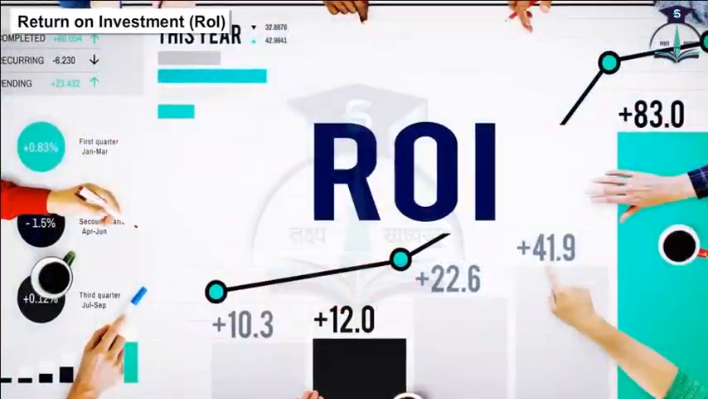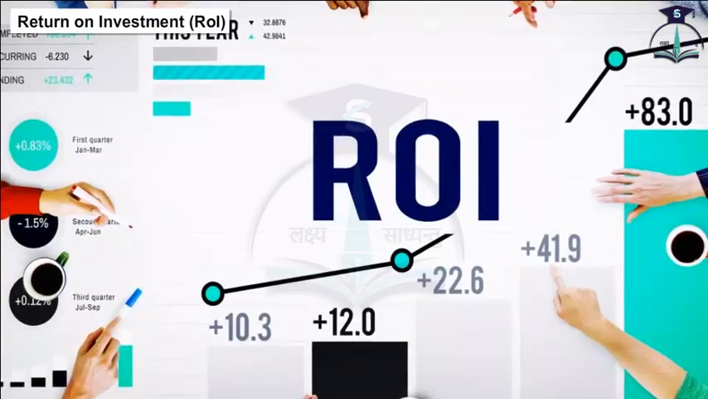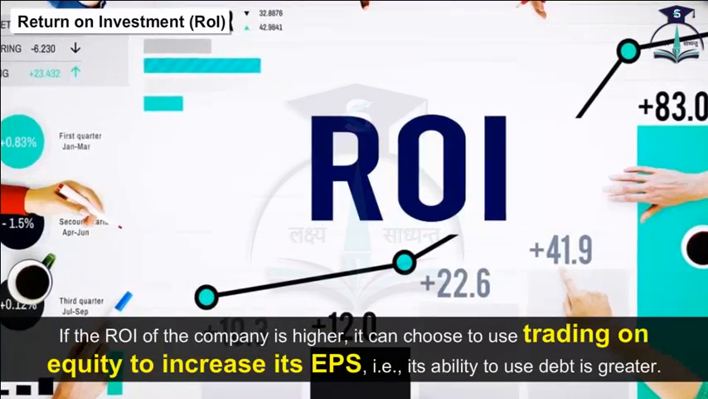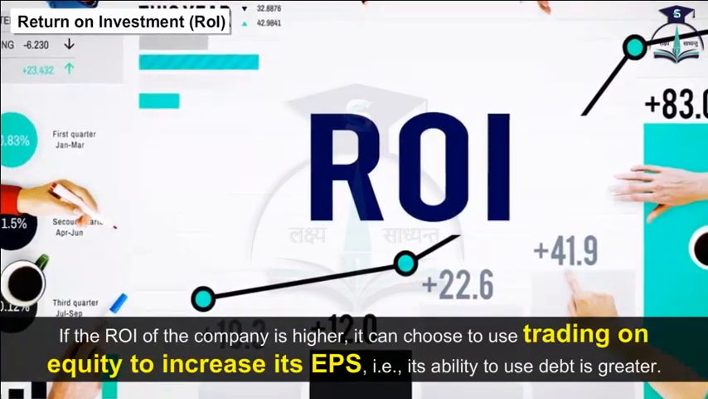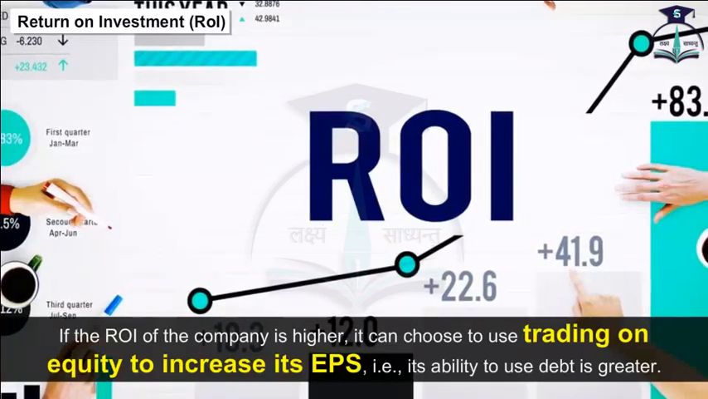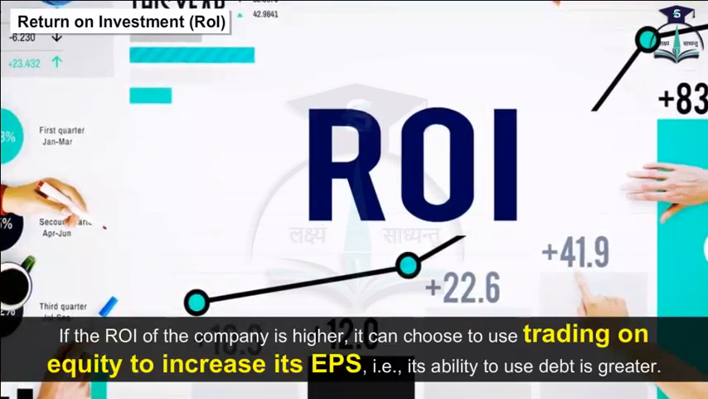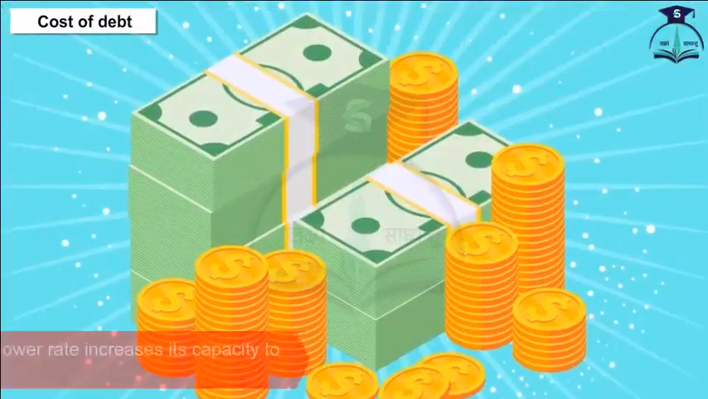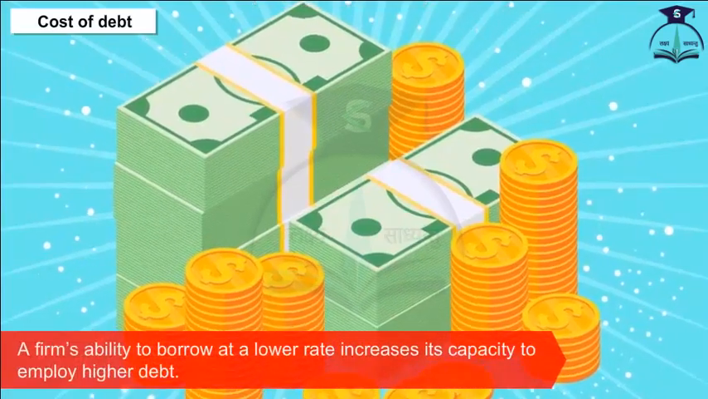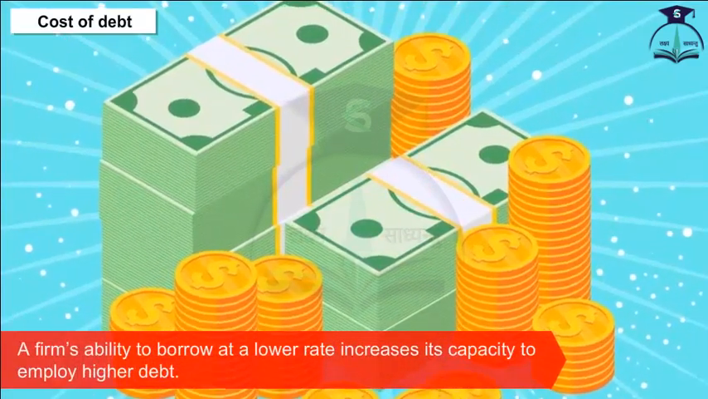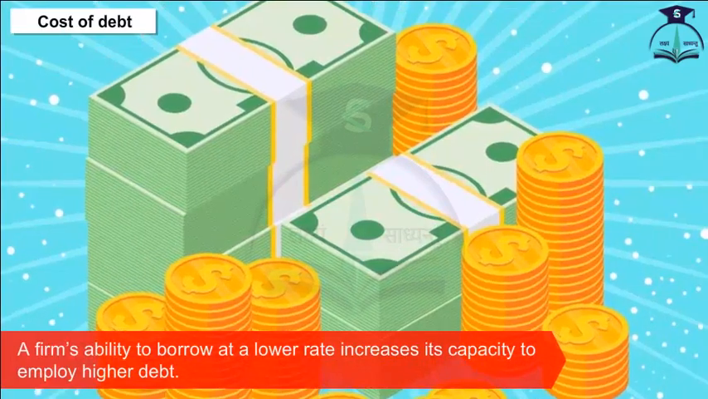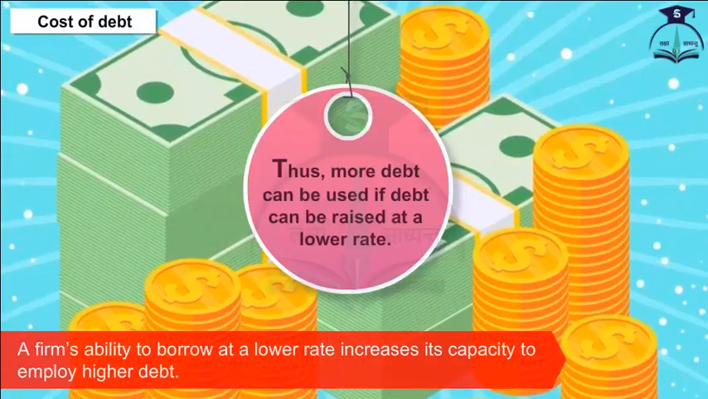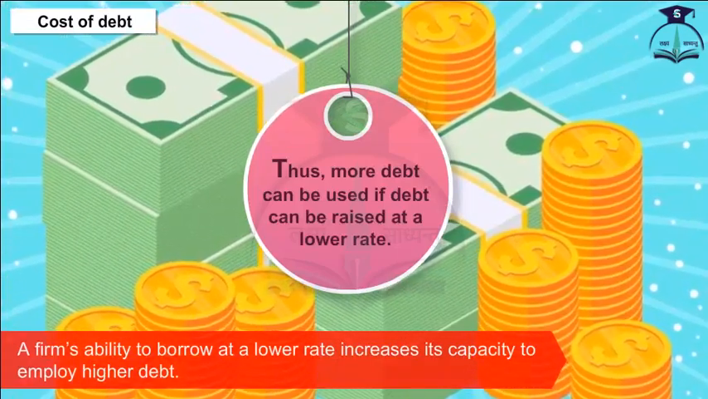Return on investment, ROI. If the ROI of the company is higher, it can choose to use trading on equity to increase its EPS. That is, its ability to use debt is greater. Cost of debt. A firm's ability to borrow at a lower rate increases its capacity to employ higher debt. Thus, more debt can be used if debt can be raised at a lower rate.